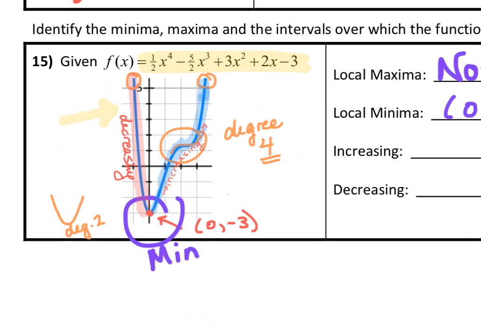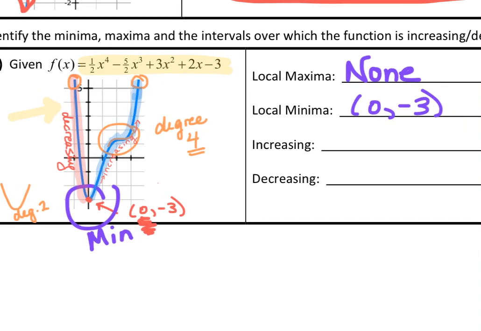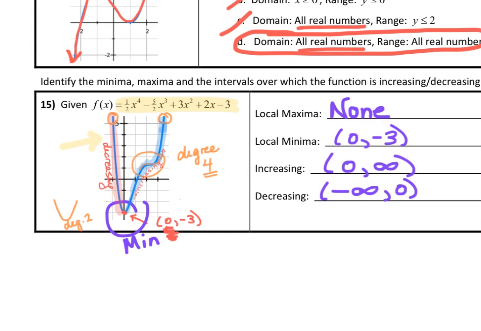And the increasing and decreasing change at x equals 0. So it's decreasing from negative infinity to x equals 0, and it's increasing from 0 to x equals positive infinity.